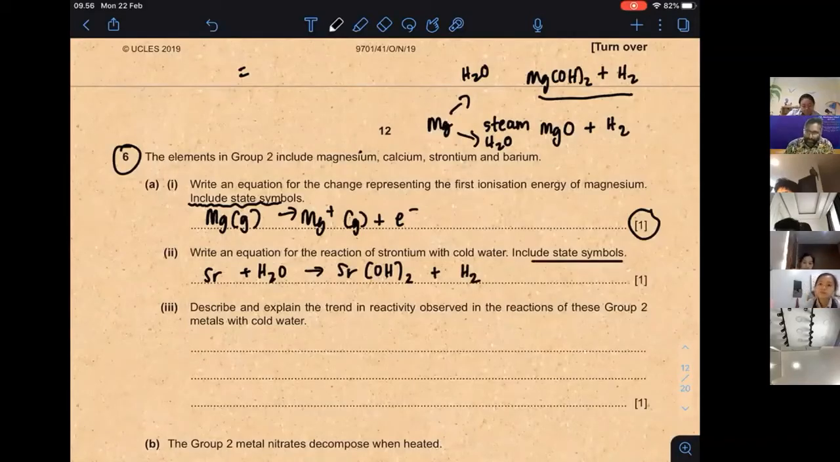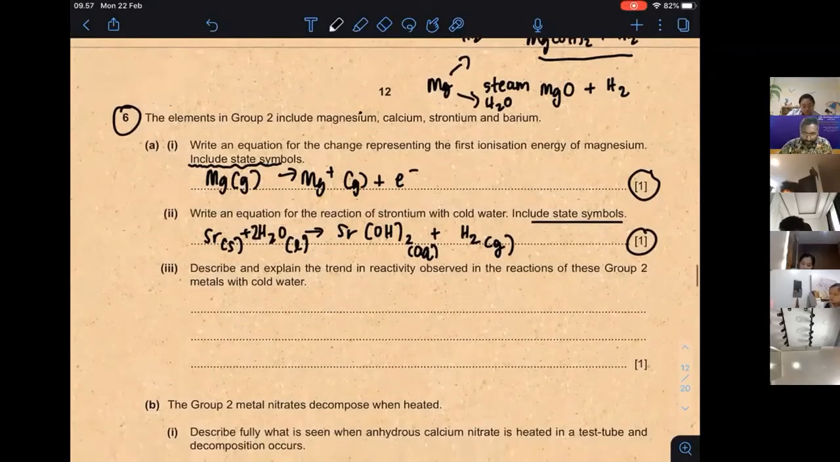Since they mentioned state symbols, you need to write the state. So this is going to be solid, and this is going to be aqueous, liquid. Okay, it's going to be liquid, and then this is going to be aqueous, and this is going to be gas. So the only thing that you need to do is to balance the equation. You balance the equation by putting 2 there. If it is not balanced, you will not get the mark. Please take note.